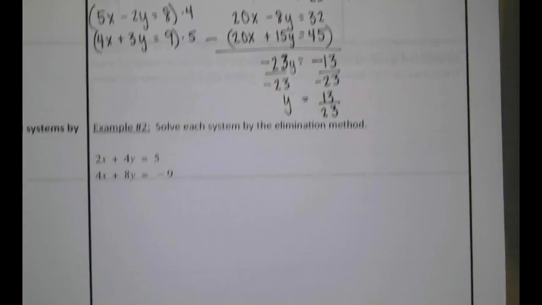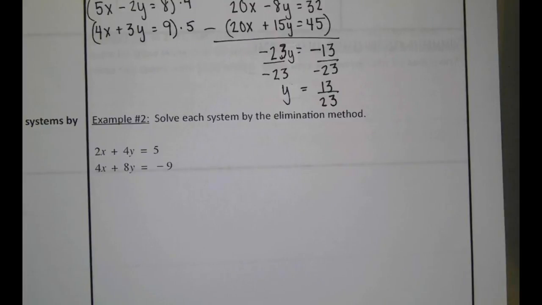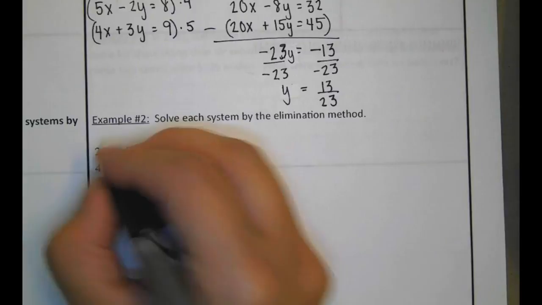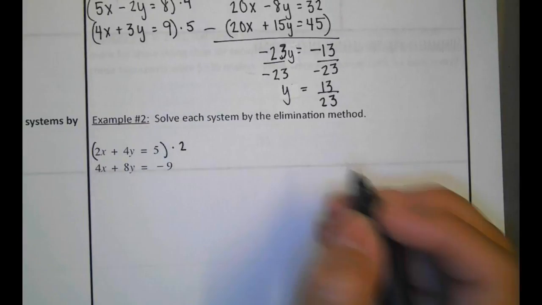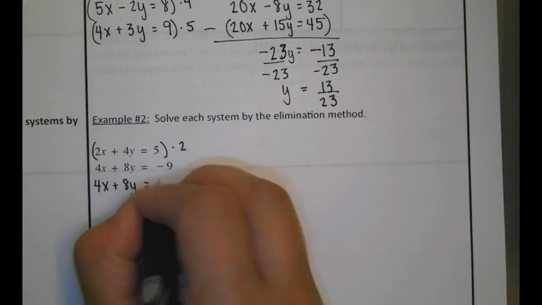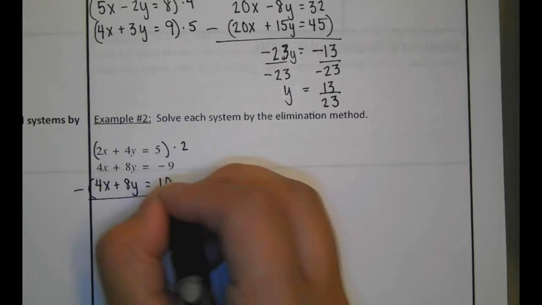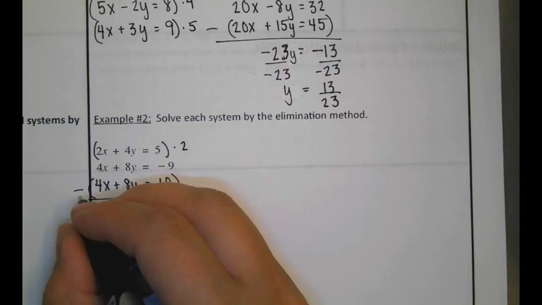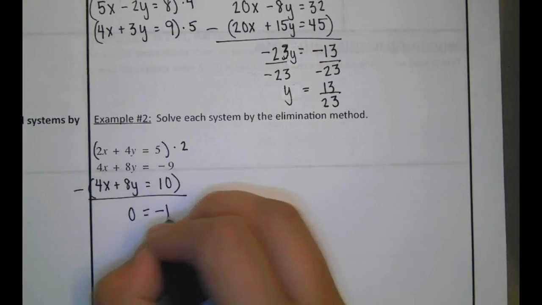Okay, solving special systems by elimination. Okay, so if I want to use elimination, let's say I want to get rid of my x, I'm going to multiply the top equation by 2, which will give me 4x plus 8y equals 10. I'll subtract. This will give me 0, 0. Negative 9 minus 10 is negative 19.